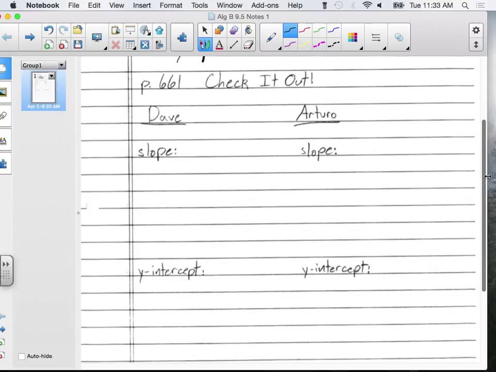So first things first, if we're going to compare them by their slope, we have to identify what their slope is, right? So for Dave, if we're given a table, how do we find slope from a table? Or what is slope? Rise over run, right? The rise is the change in our y value, our dependent variable, and the run is our change in x. So, using the table for Dave's account, how could we find a change in y's and a change in x's?